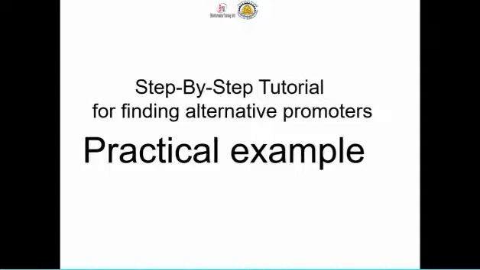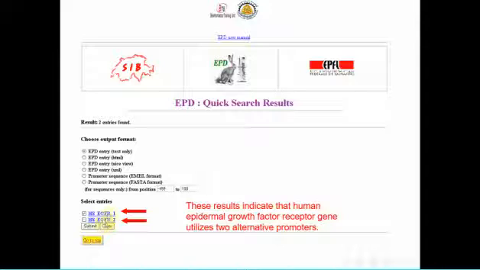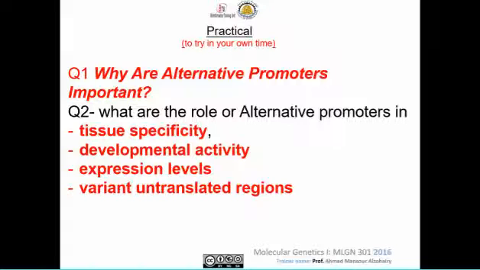In this practical, we can see step by step how, if you need to know whether your gene has an alternative promoter or not, you can simply go to, for example, the Eukaryotic Promoter Database. There are many releases. The current release, I think, is number 97. You can just enter the gene you are looking for to know whether it has an alternative promoter or not. The result will tell you that the gene has one promoter or two promoters, and if you click on each one, you can see when and where each promoter is working and why we have two promoters instead of one. You can conclude that the gene has two promoters, and each of them could work in different tissues and in specific situations, and why each one is different.